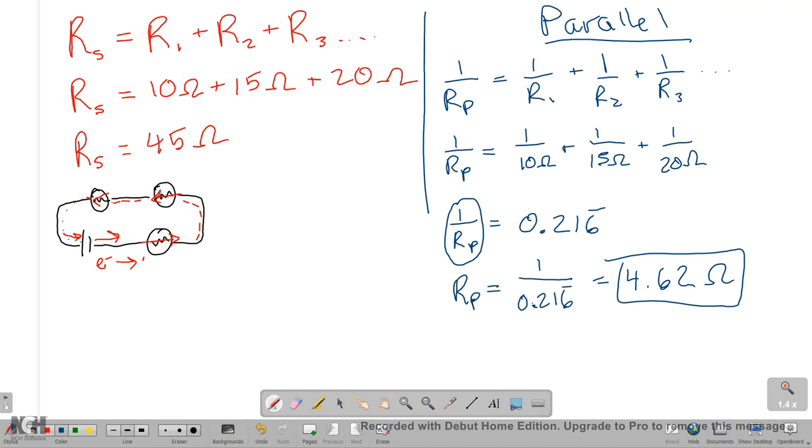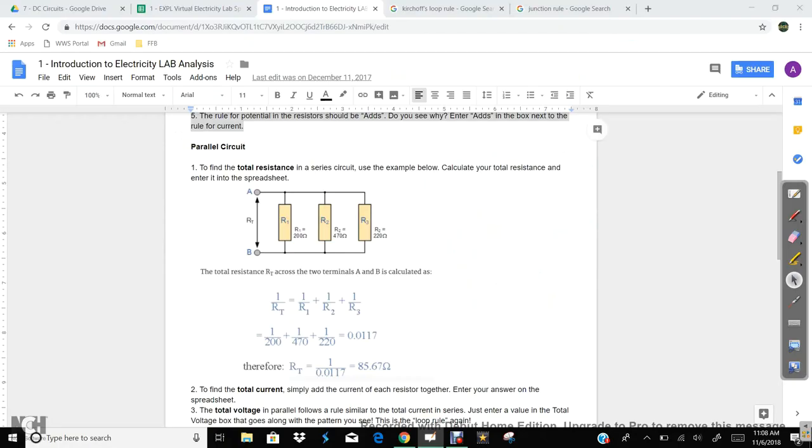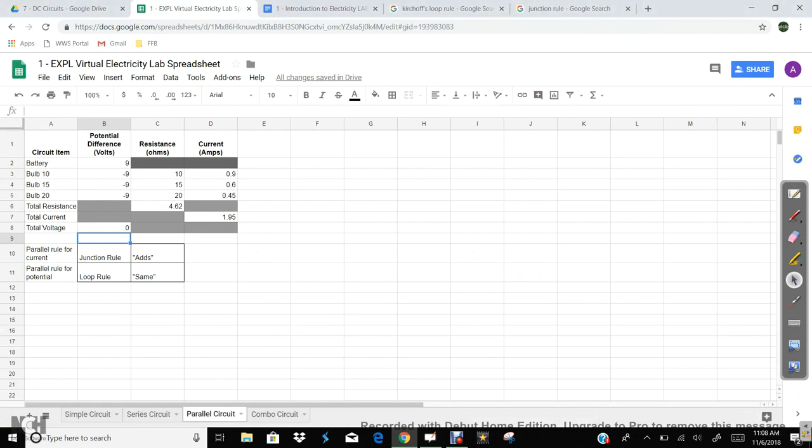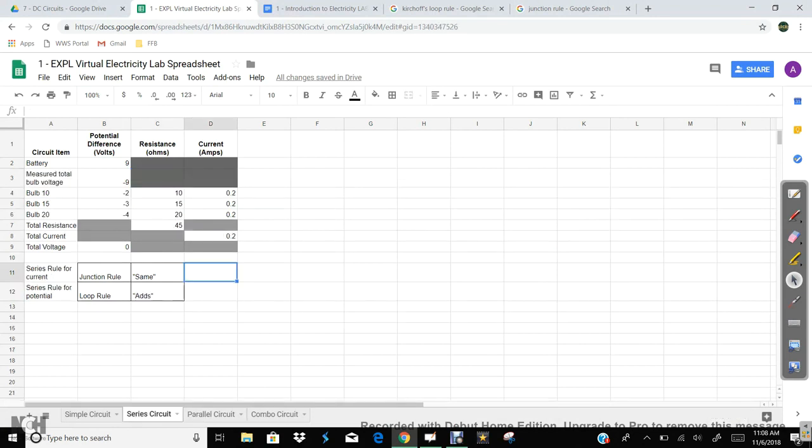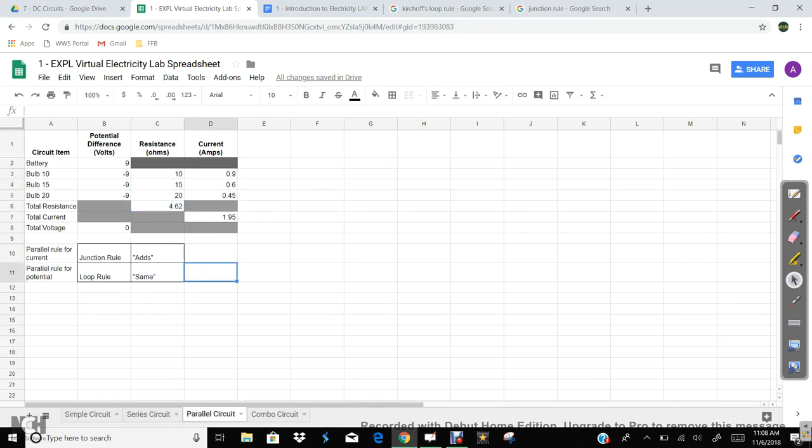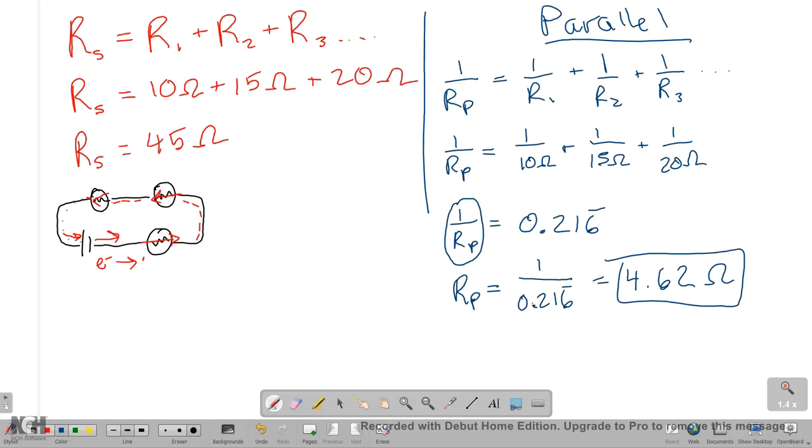So if we go back to our lab over here, you can see that I've put the total resistance in here is 4.62, and I just want to point out that the total resistance in the parallel circuit that has the same resistance values in those light bulbs is actually much less than the total resistance in the series circuit. And the reason for that is because if we go back over here and I were to draw a parallel circuit, I'll just kind of draw it right here.